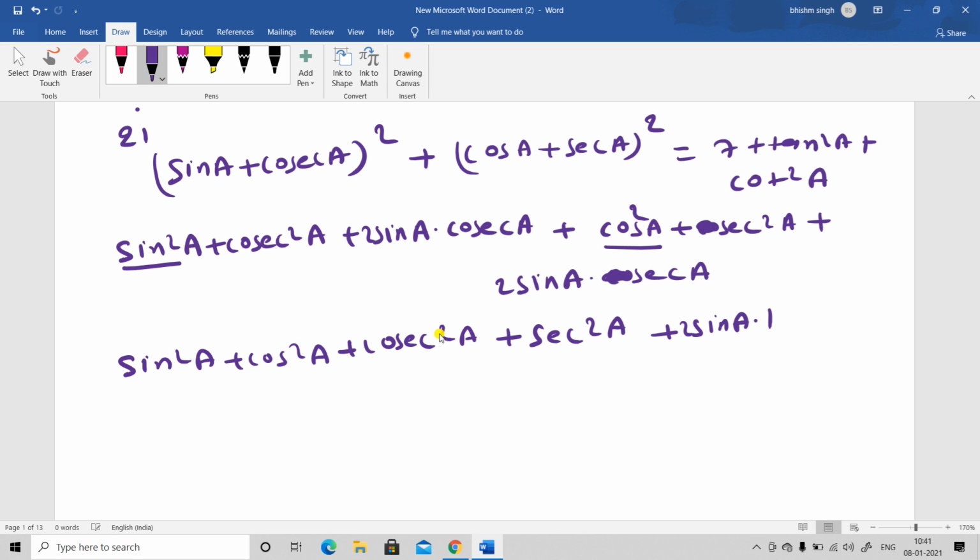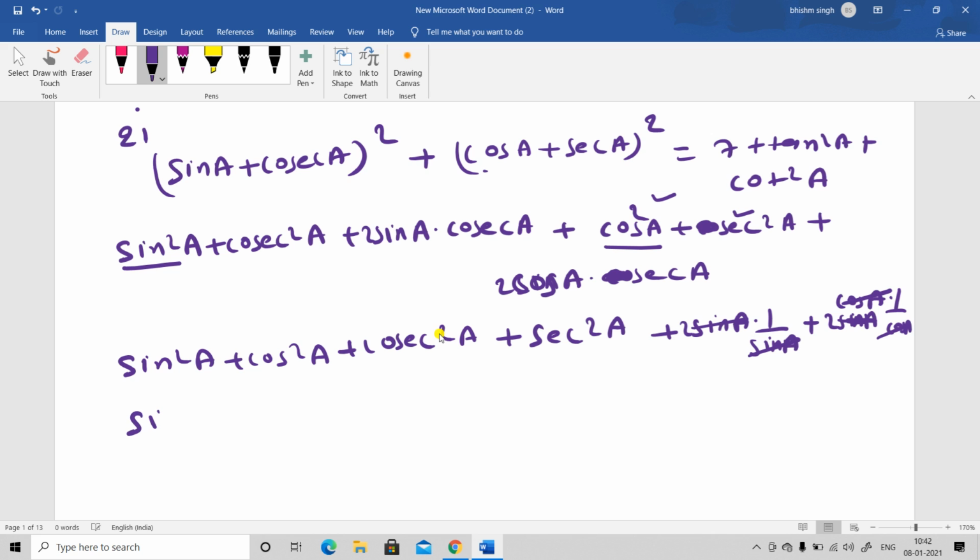And 2 sin A, and I can write cosec A as 1 by sin A, because you know that cosec A is equal to 1 by sin A. Now the remaining part I will write as 2 cos A, and sec A is 1 by cos A. Sorry, it is A square plus B square plus 2AB. So this is 2 cos A divided by 1 by cos A. So cos is gone here, sin is gone here.